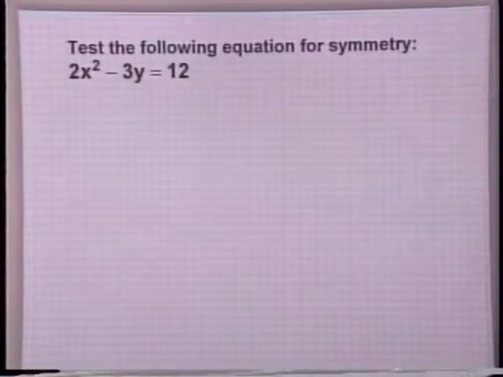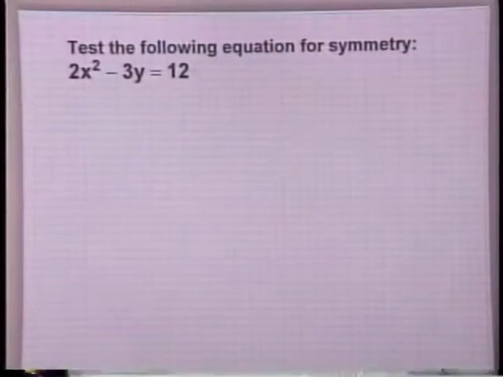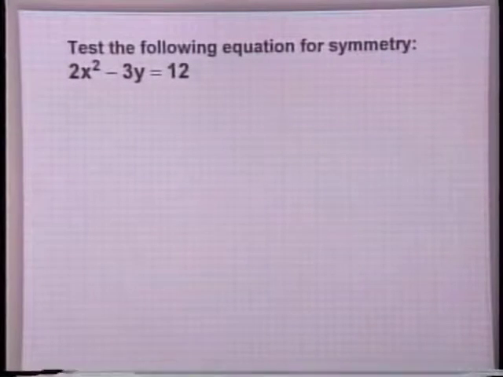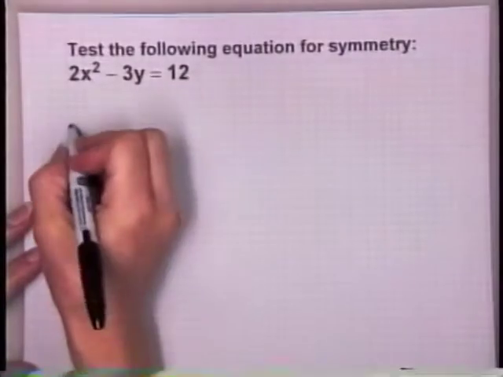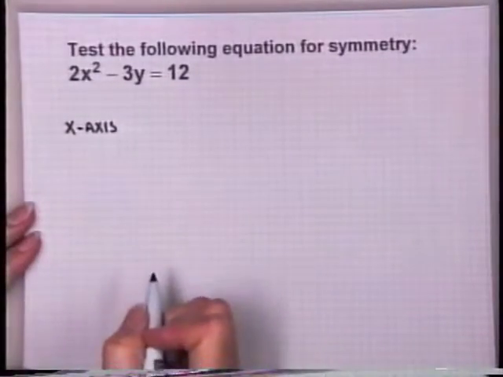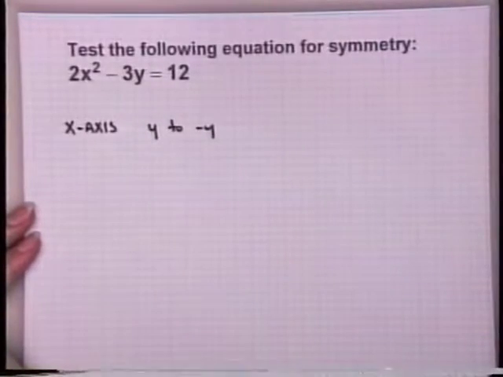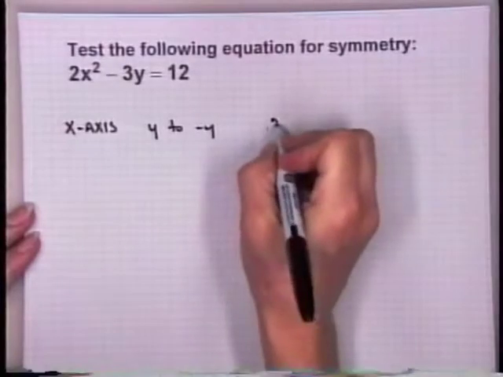Now, having looked at these graphs, let's look at simply equations. Okay? We're still testing for symmetry. We're not going to do this on a graph. We just want to know, does this equation have symmetry? Well, let's start. If I'm checking for x-axis symmetry, what do I do? I change y to negative y.